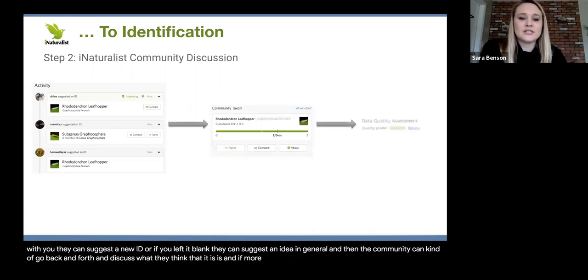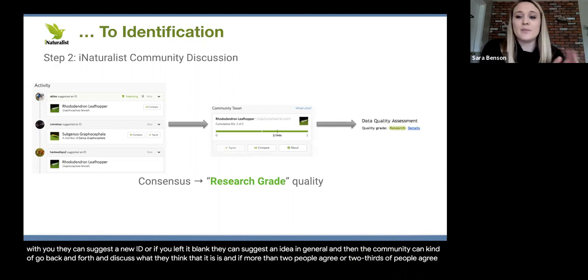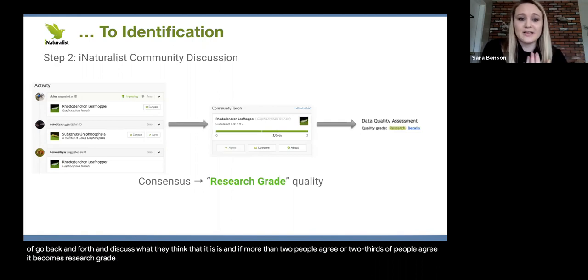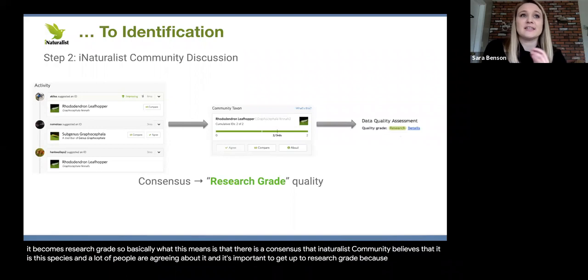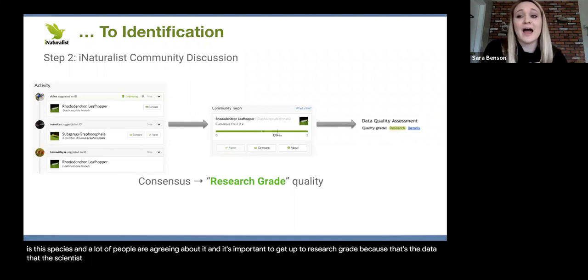And if more than two people agree, or two-thirds of people agree, it becomes research grade. So basically what this means is that there is a consensus. The iNaturalist community believes that it is this species, and a lot of people are agreeing about it. And it's important to get up to research grade because that's the data that the scientists will grab and use. So today, go out and observe, and then over the next 4 days, you can go help identify.